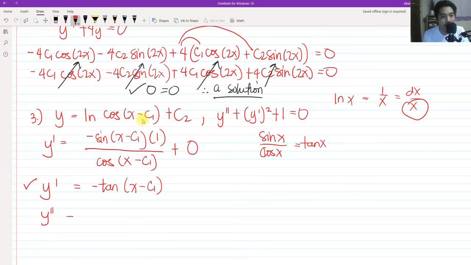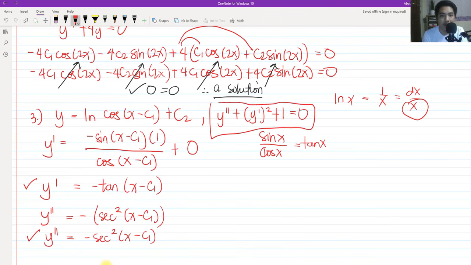So, with respect to x, differentiate this again with respect to x. We have set aside the negative here. The derivative of tangent is secant squared of x minus c sub 1. So y double prime is negative secant squared of x minus c sub 1. We now have the y double prime. We can substitute it into our differential equation and see if this is a solution.